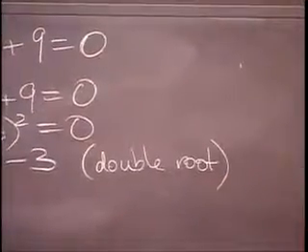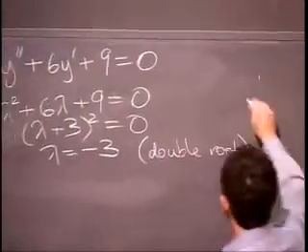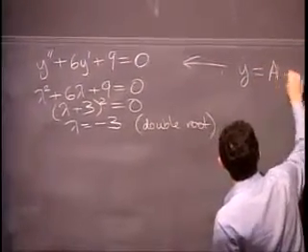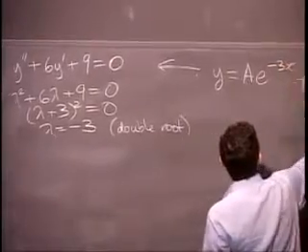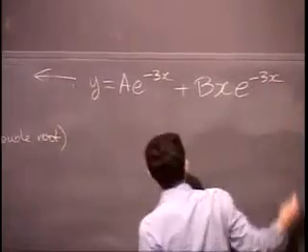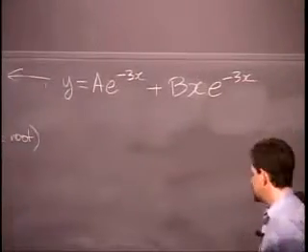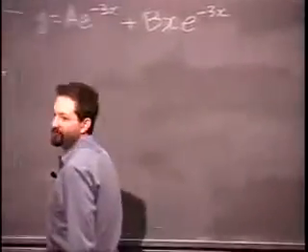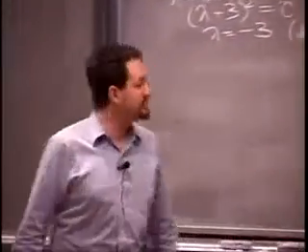So according to the method, the solution to this, you can just write straight down. It's y equals a e to the minus 3x plus b x e to the minus 3x. And you should probably write that a and b are constants. All right, so that one's fairly straightforward.